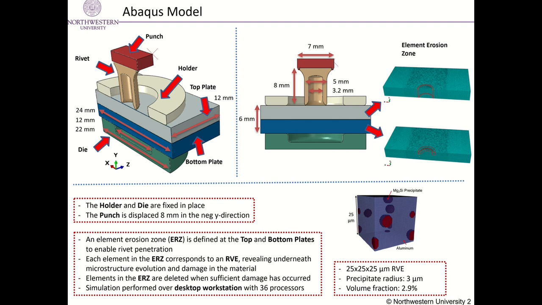To allow the rivet to penetrate through the metal plates, element erosion is activated in the model. The element failure is predicted by the RVE calculation. Note that we designed the element erosion zone to minimize the mass loss when using element deletion. Only RVEs within the element erosion zone will compute microstructure damage and RVE failure.